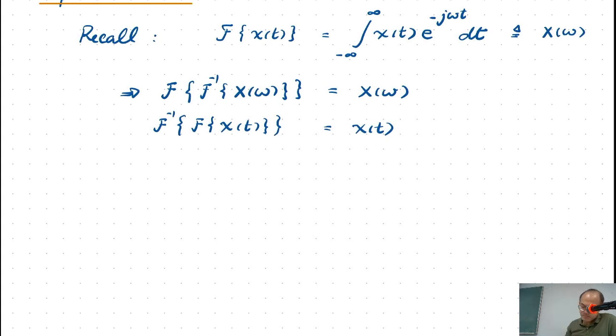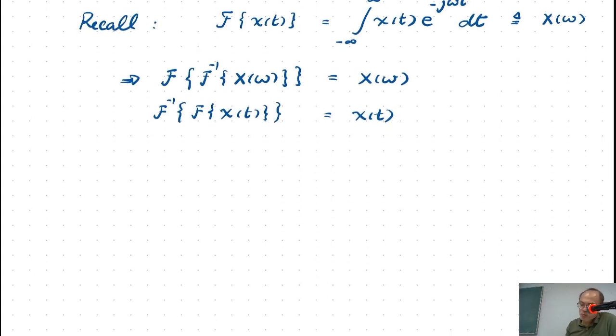And we now know the Fourier transform of a couple of time domain signals. For example, the unit impulse signal has the Fourier transform pair of 1, and the constant signal 1 has a Fourier transform pair of 2 pi delta of omega.